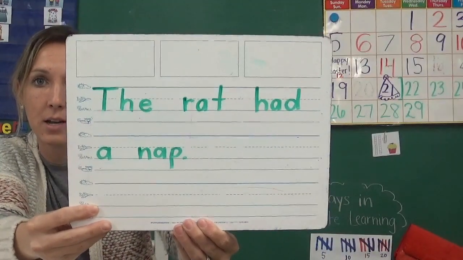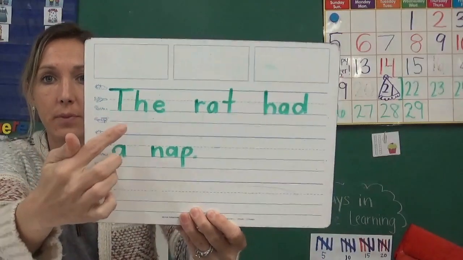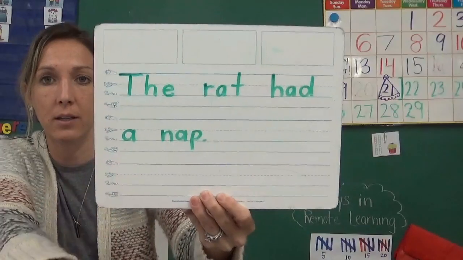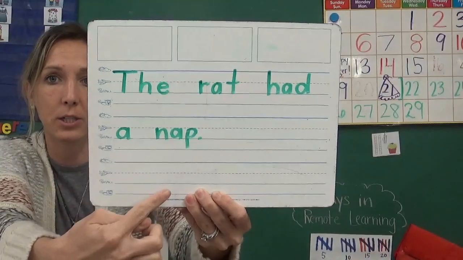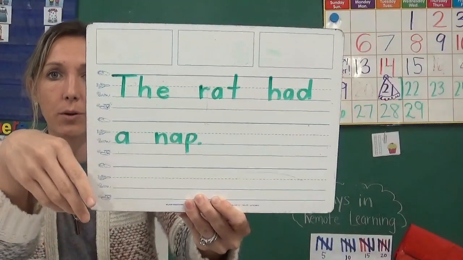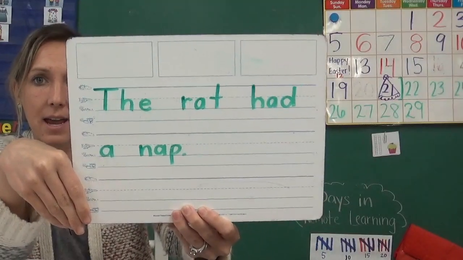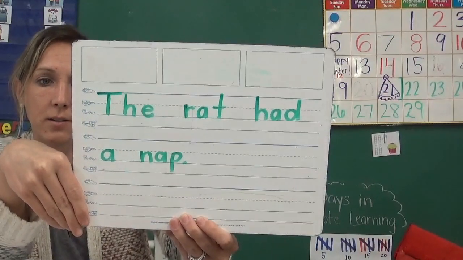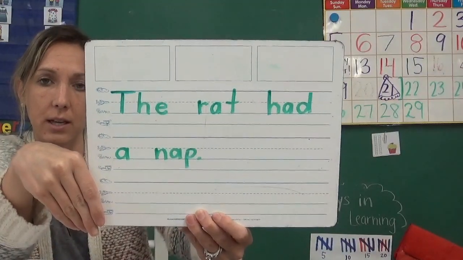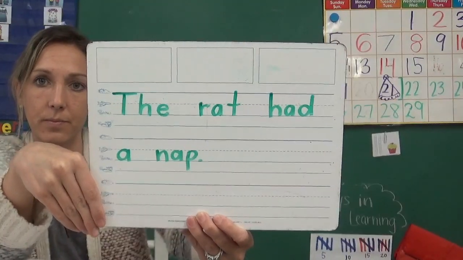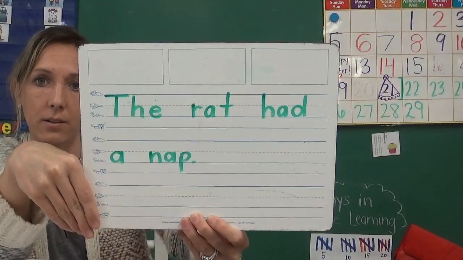Go ahead and make sure not only are you checking for an uppercase letter at the beginning, but all the other letters should be lowercase. We don't need an uppercase A down here. Make sure your lowercase p touches that worm line. The rat had a nap. Give you just a second longer to check everything out. Good.